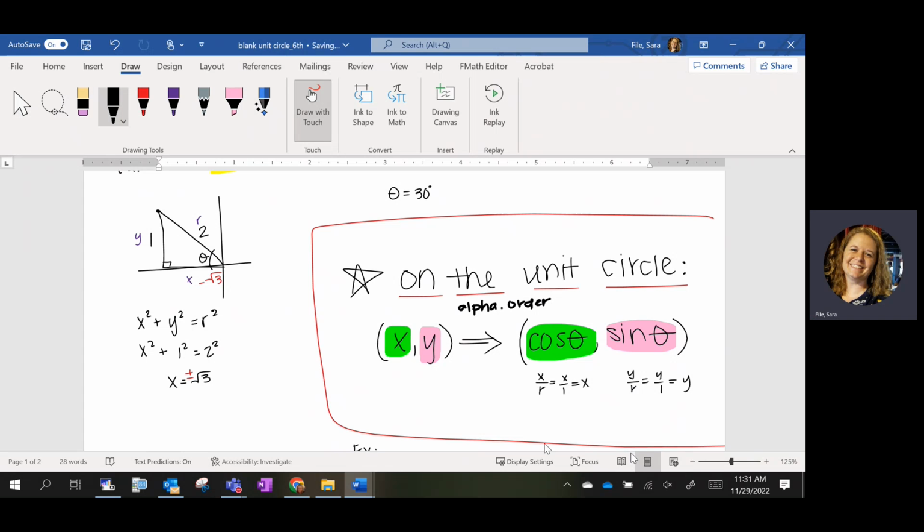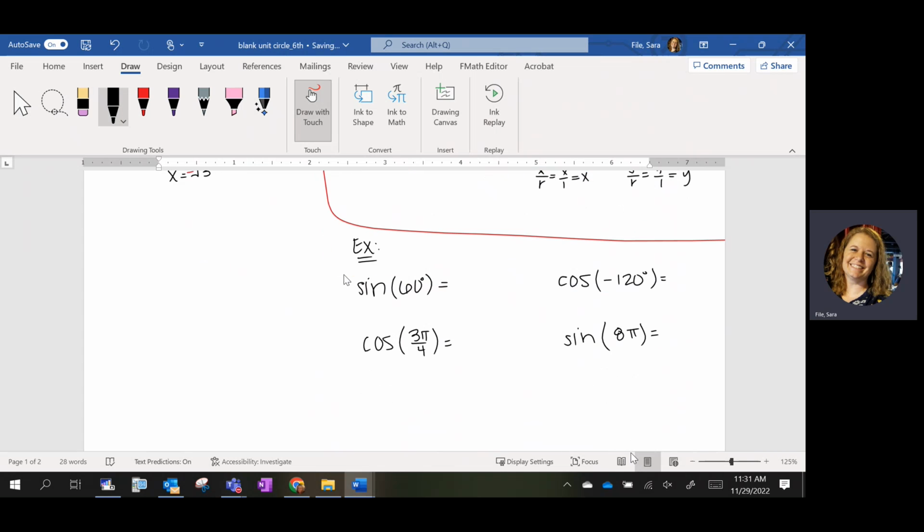So what that means is I can find this for any angle. So I want you to write down these examples, and we may have time for some more, but we're going to start with these.